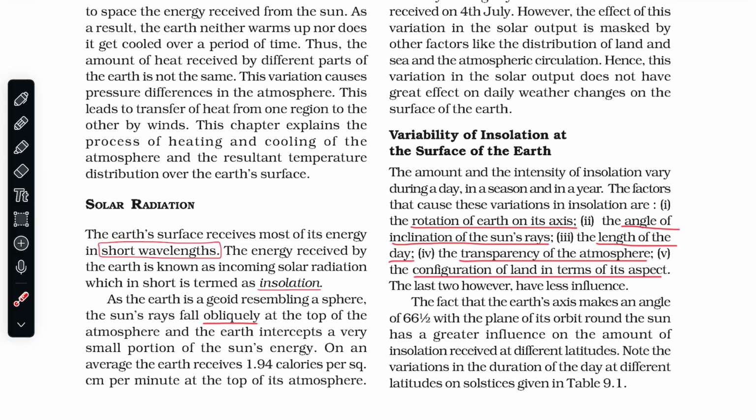Like the incoming rays from the sun are very high in energy. We knew the formula that E equals hc by lambda, where h is the Planck's constant, lambda represents the wavelength, and c is the speed of light. So E is inversely proportional to lambda. Since the solar energy is very high energy, it will thereby have short wavelength. So Earth's surface receives most of its energy in short wavelengths.